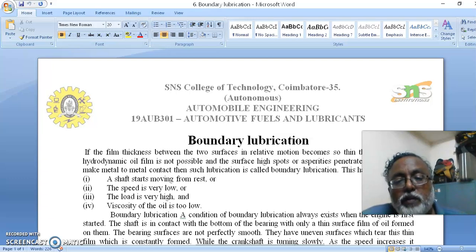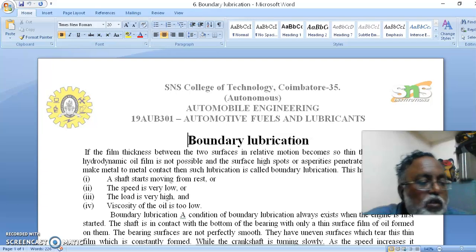Boundary lubrication happens when a shaft starts moving from rest, or the speed is very low, or the load is very high and the viscosity of the oil is too low. Boundary lubrication has been discussed in detail.